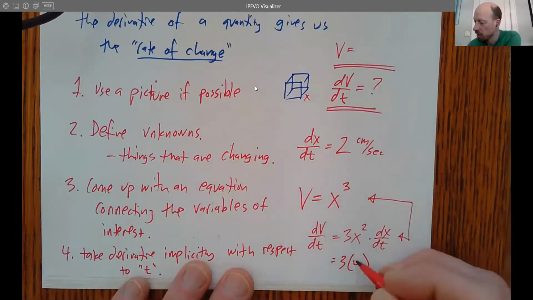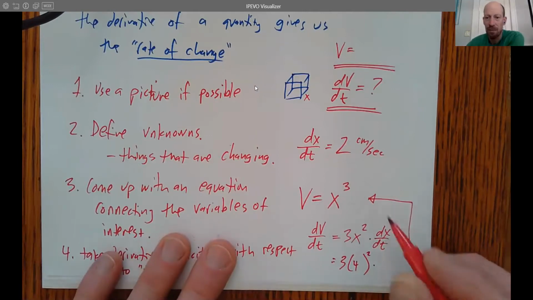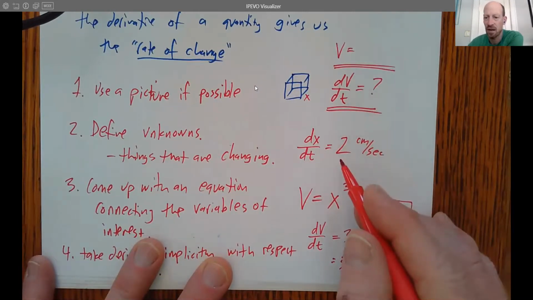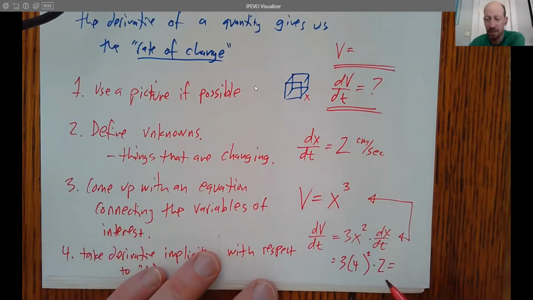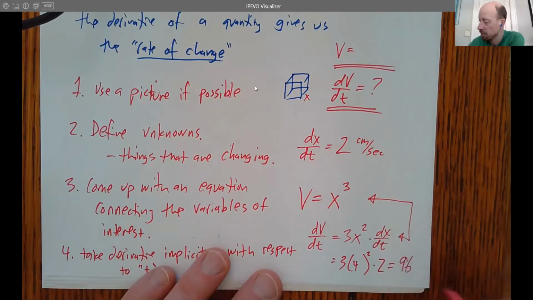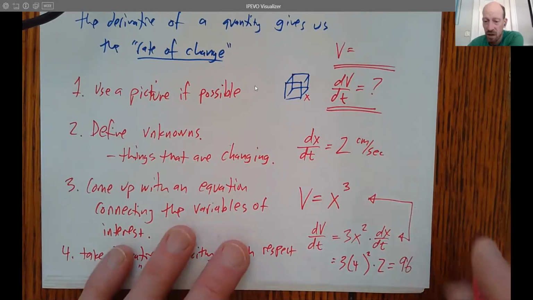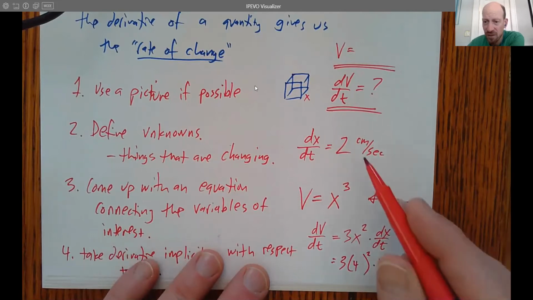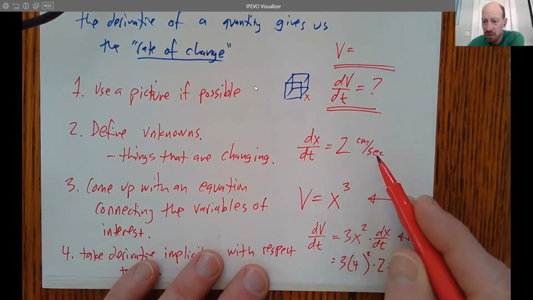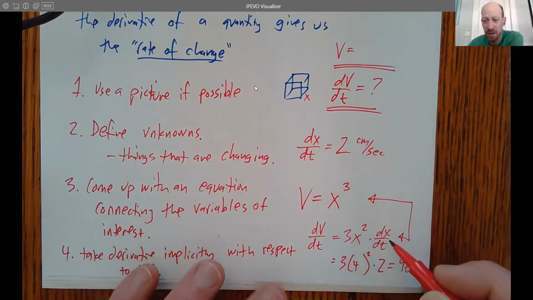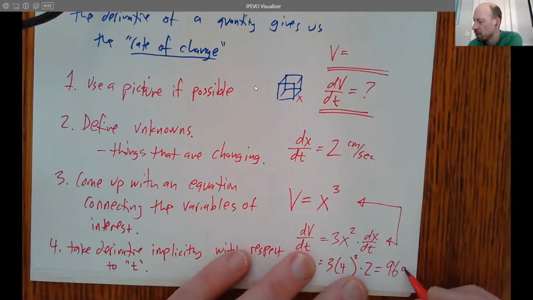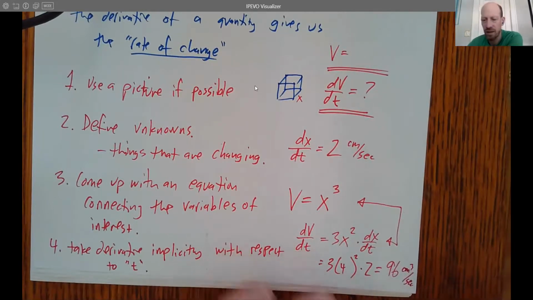So that's going to be 3 times 4 squared. And then I multiply by dx dt, which is constant at 2. So what is that? 3 times 16, 48 times 2, 96. And if we're keeping track of the units here, dx dt is centimeters per second, and x is centimeters. So I get centimeters squared times centimeters per second. So that is going to be cubic centimeters per second.